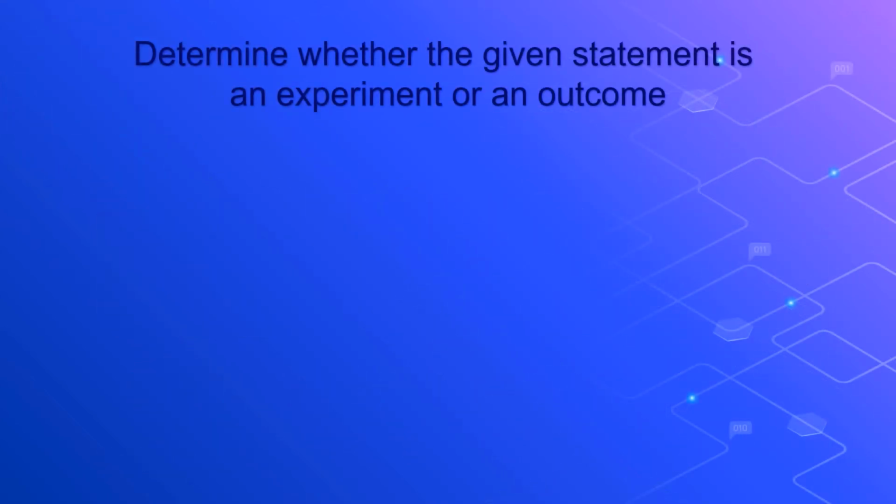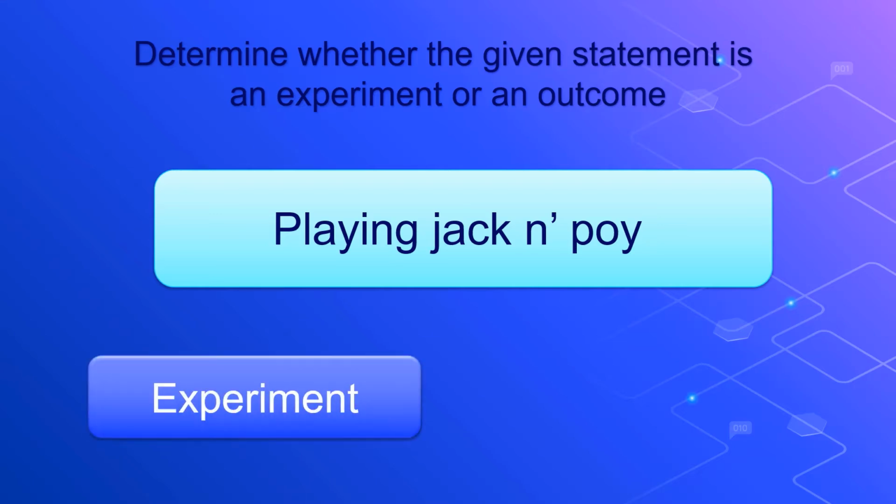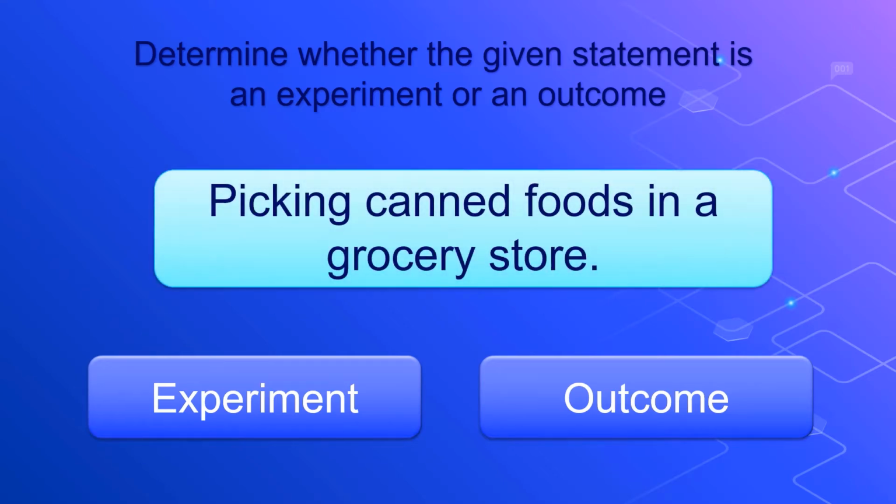Now, let's determine whether the given statement is an experiment or an outcome. Number 1, playing Jack and Toy. Is this an experiment or an outcome? Correct, it is an experiment. Number 2, picking canned foods in a grocery. Is it an experiment or an outcome? The correct answer is an outcome.